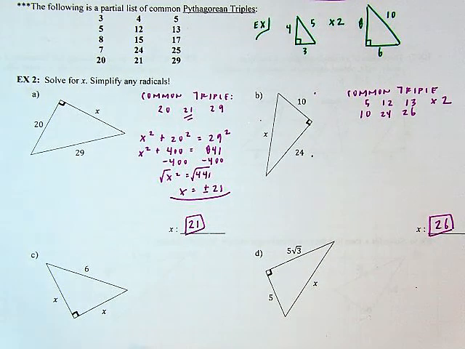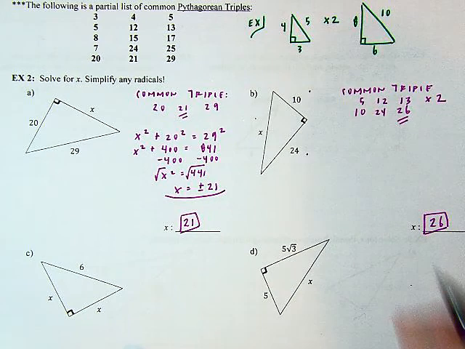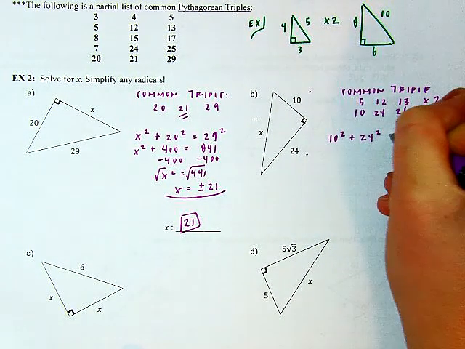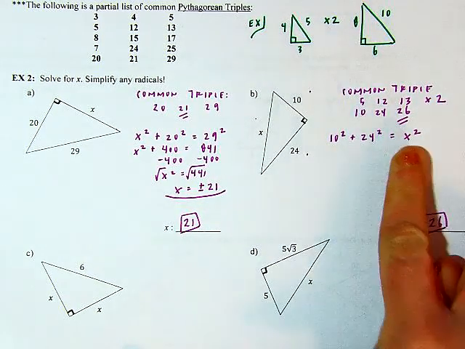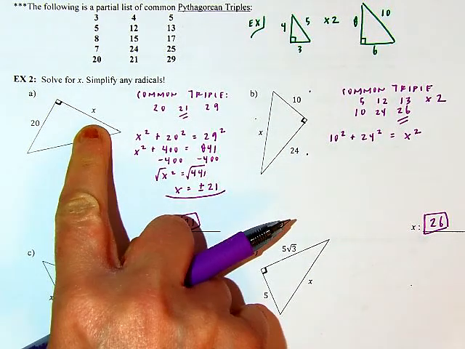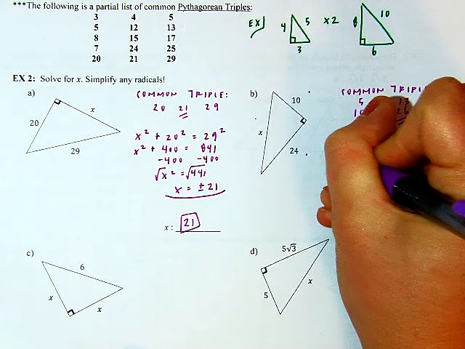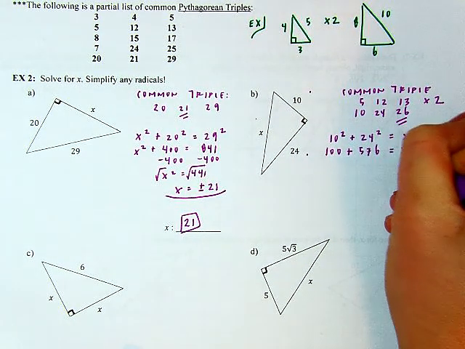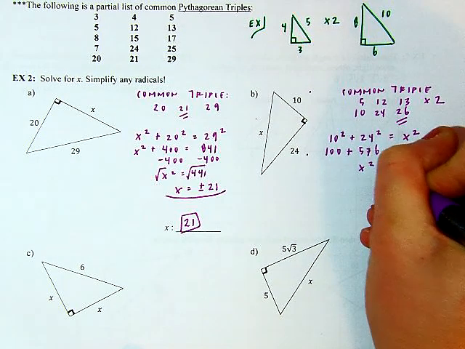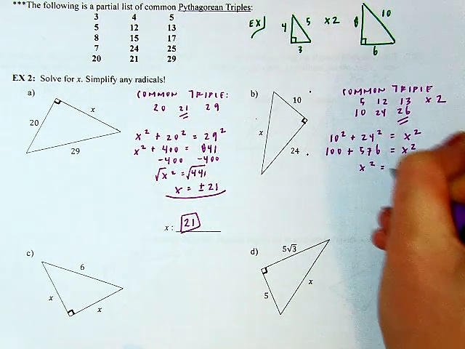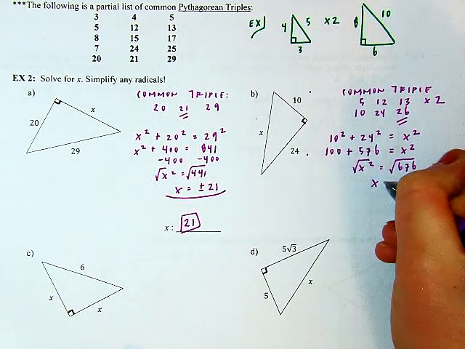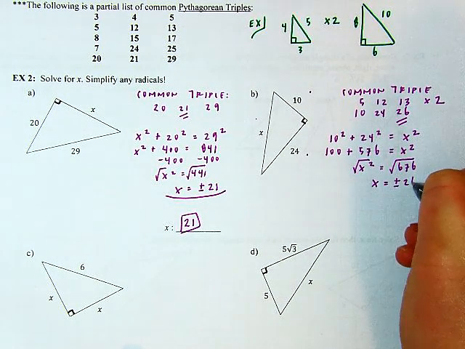But again, I know that some of you may not see that, so you would then use Pythagorean theorem. So here I have 10 squared plus 24 squared equals x squared, because here I'm solving for a hypotenuse. Over here I was solving for a leg. So now keep going. I have 100 plus 576 equals x squared. X squared equals 676. Take the square root. 676 is a perfect square. It will give us plus or minus 26.